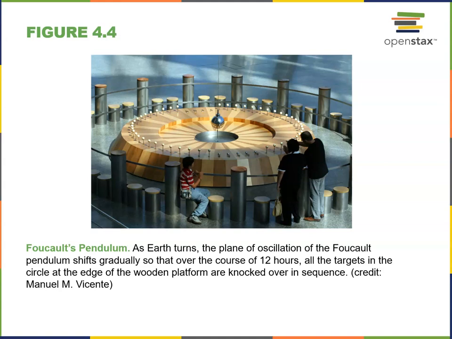We hang the pendulum over a plane. As the Earth turns, the plane gradually shifts so that the pendulum knocks over wooden platforms around the edge of the plane. This was the demonstration which showed that the Earth was moving relative to the pendulum. The only way those platforms would have been knocked over is if the Earth was moving relative to the pendulum, so the Earth must have been rotating.